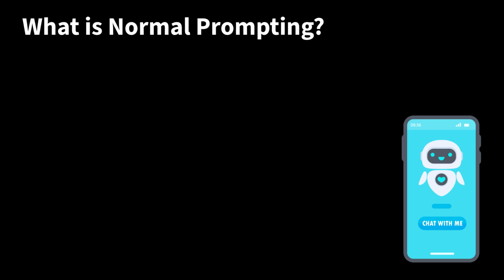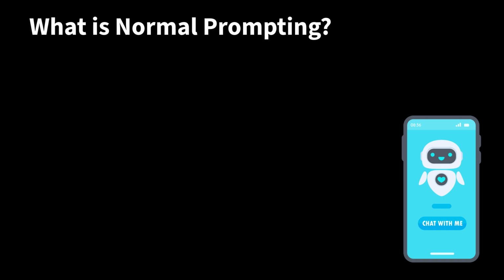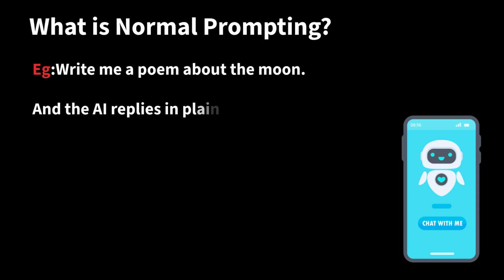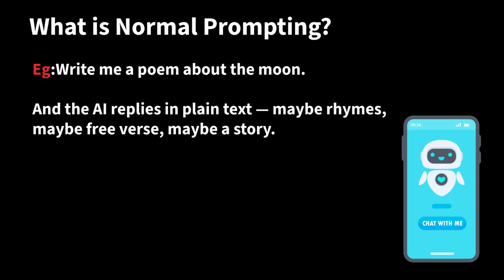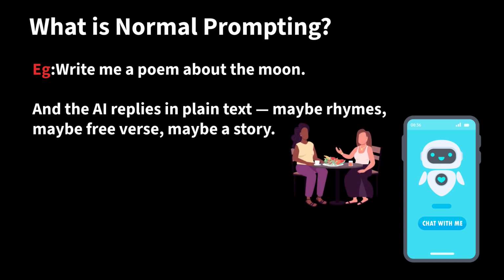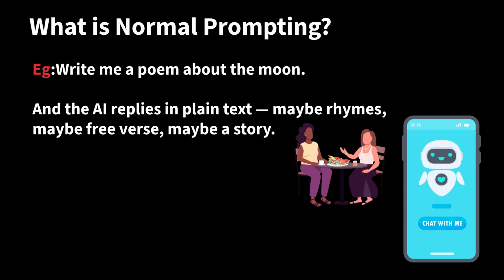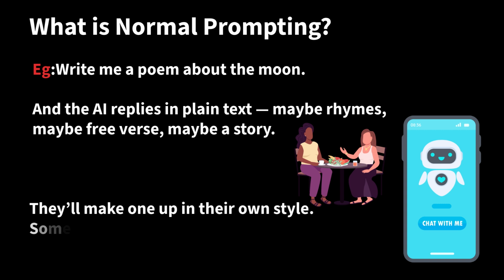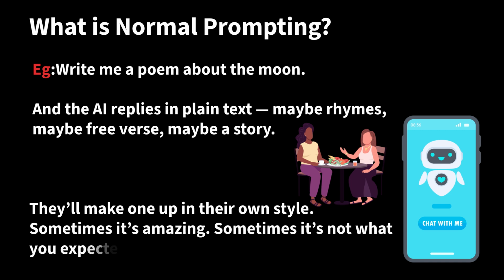What is normal prompting? Normal prompting is what we all started with. You type something like write me a poem about moon and the AI replies in plain text. Maybe rhymes, maybe free verse, maybe a story. It is simple, it's natural. It feels like talking to another person. It is like asking your friend, hey, tell me a bedtime story. They will make one up in their own style. Sometimes it's amazing, sometimes it's not what you expected.